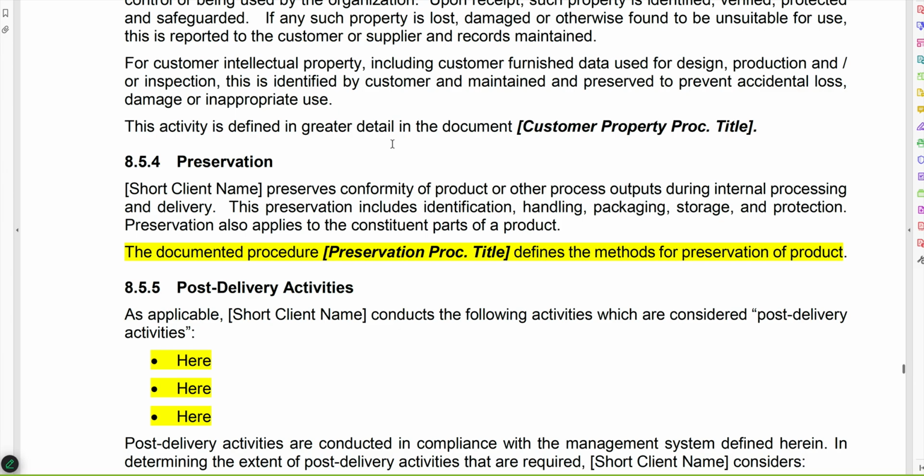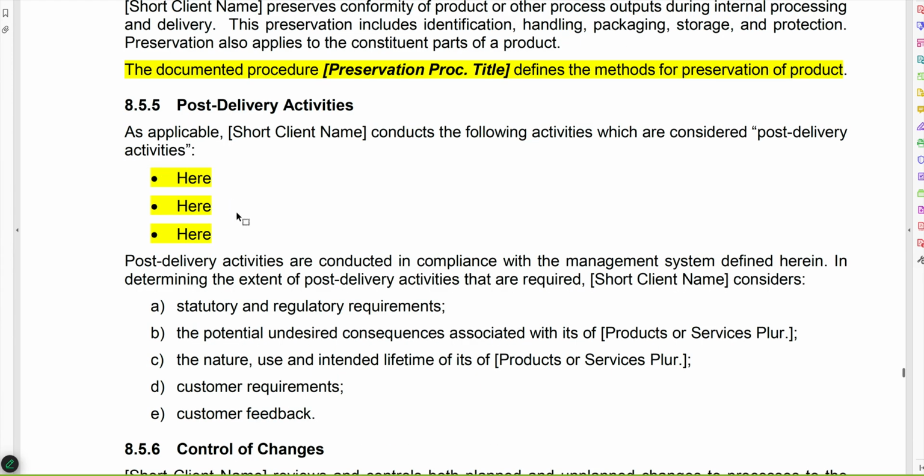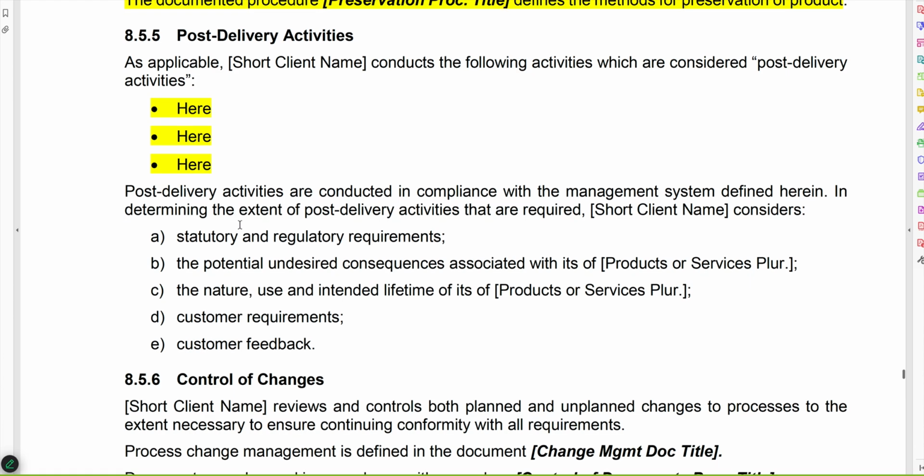So after going over the 8.5.3 section, we go over the preservation sections, again, if applicable. Then we talk about the post-delivery activities, if applicable, of course, where we can now go over some activities that we may perform. And some of those activities are stated here.